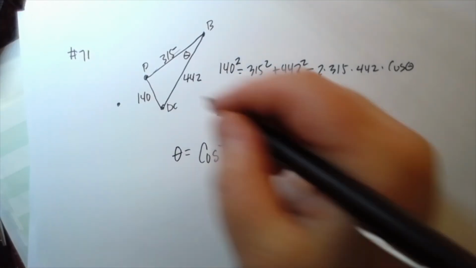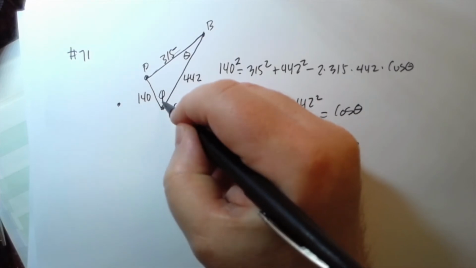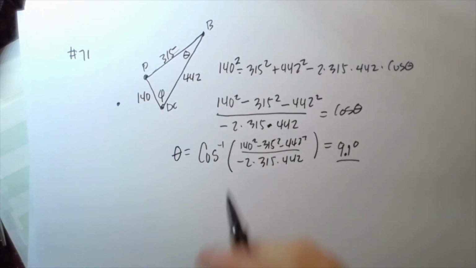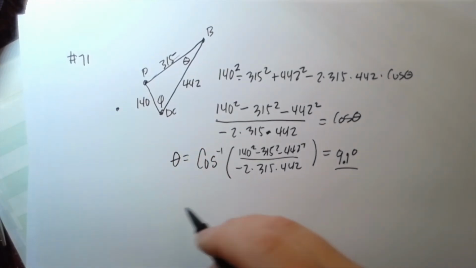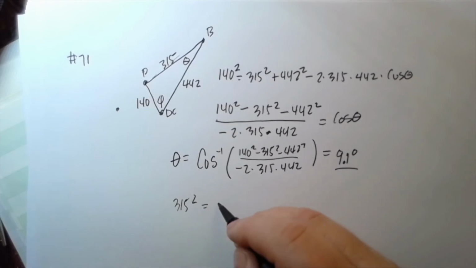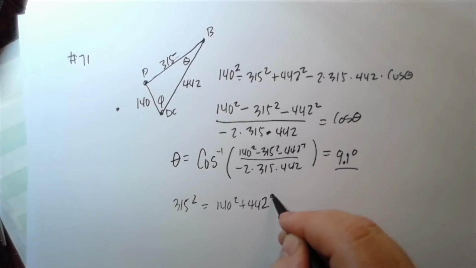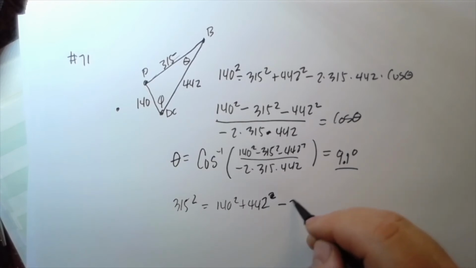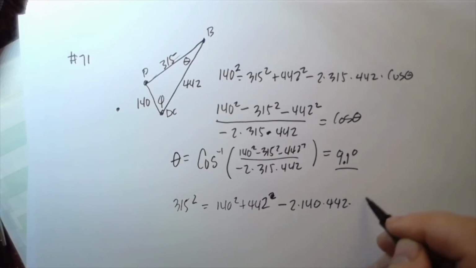Now, what I could do is do the same thing on this side, right? Do exactly the same thing we just did. I'm just going to call it phi for a different number. So that would give me 315 squared is equal to 140 squared plus 442 squared minus 2 times 140 times 442 times the cosine of phi.